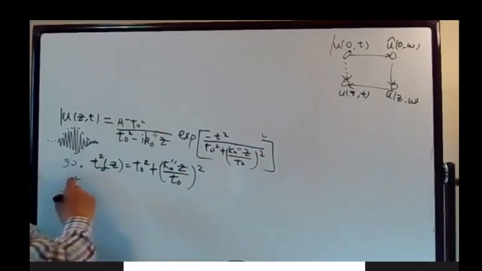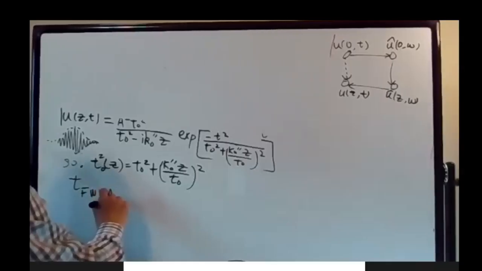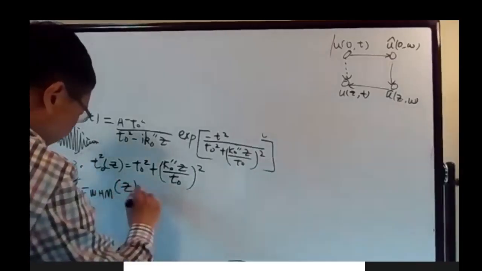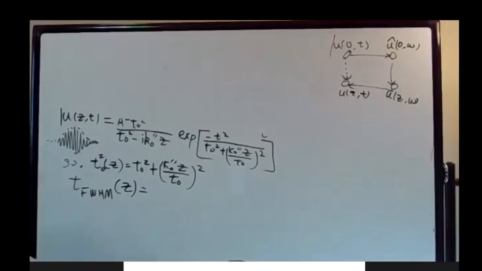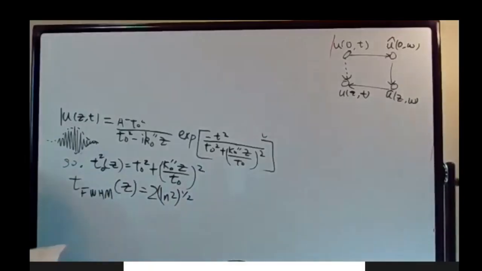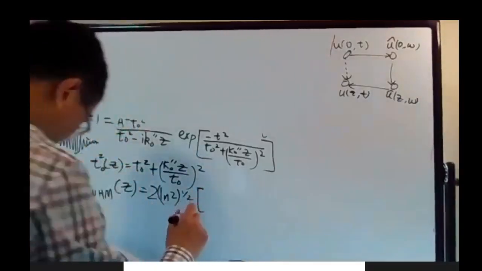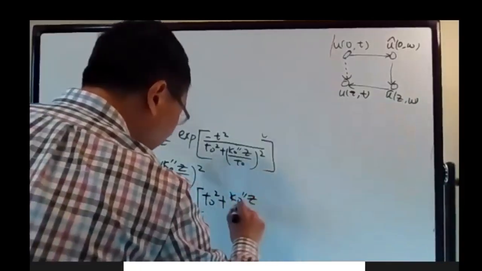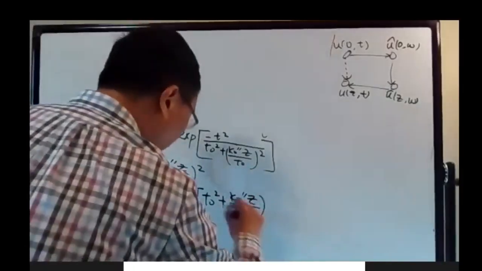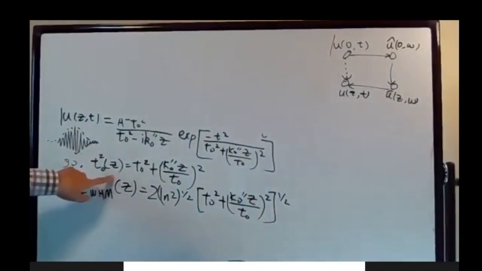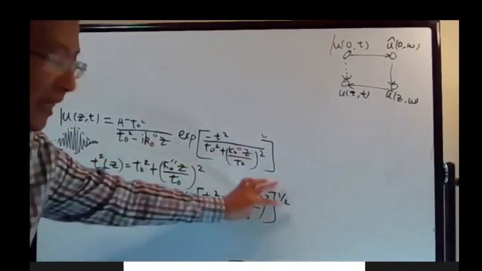So let's look at T full wave half maximum as a function of Z. T full wave half maximum Z is 2 natural log 2 to the half, and then this is T naught squared plus K naught double prime Z over T naught, squared, and then we take the square root. This piece is the T naught Z.